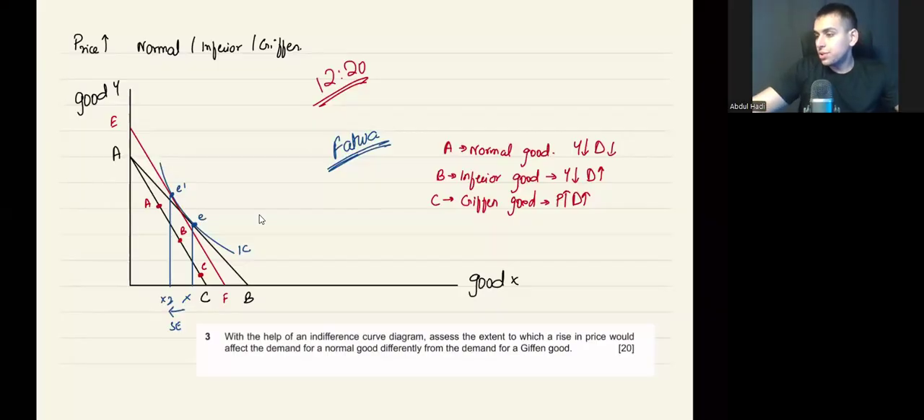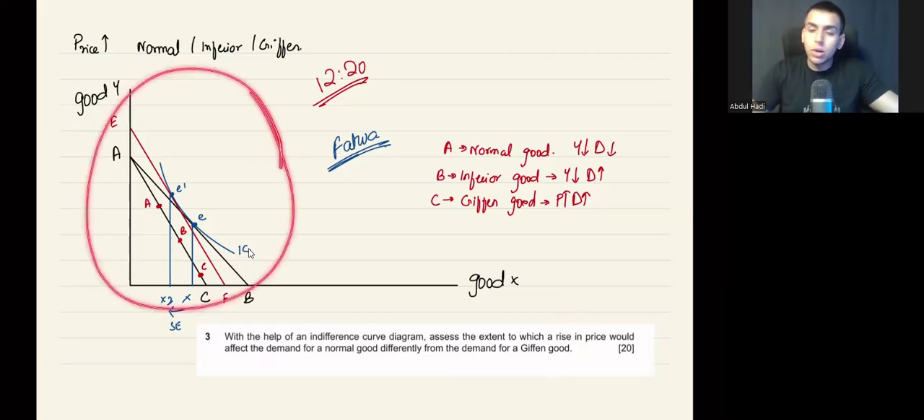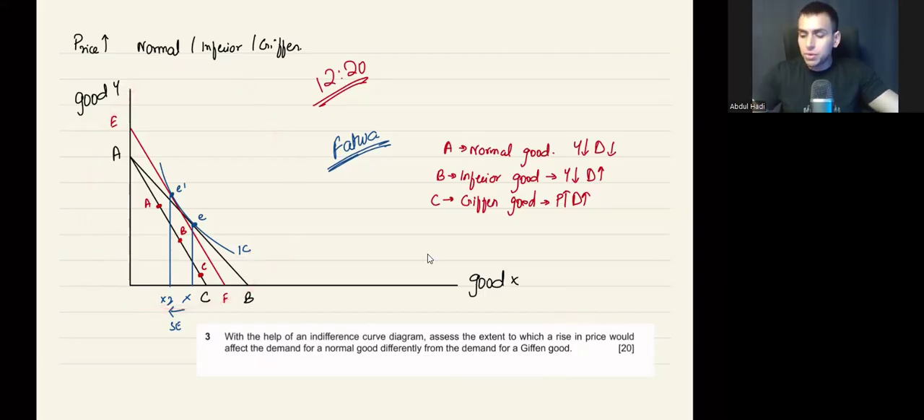All right. So the question is, with the help of an indifference curve diagram. Now, when the examiner tells you to draw the indifference curve diagram, it is mandatory for you to draw the diagram. Assess the extent to which a rise in price would affect demand for a normal good differently from demand for a Giffen good. So the examiner is specifically asking you to draw the diagram of a rise in price, that your price level is rising.